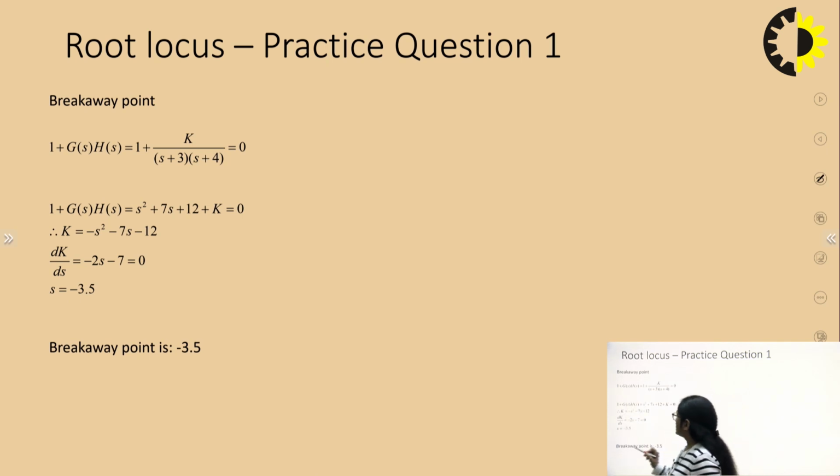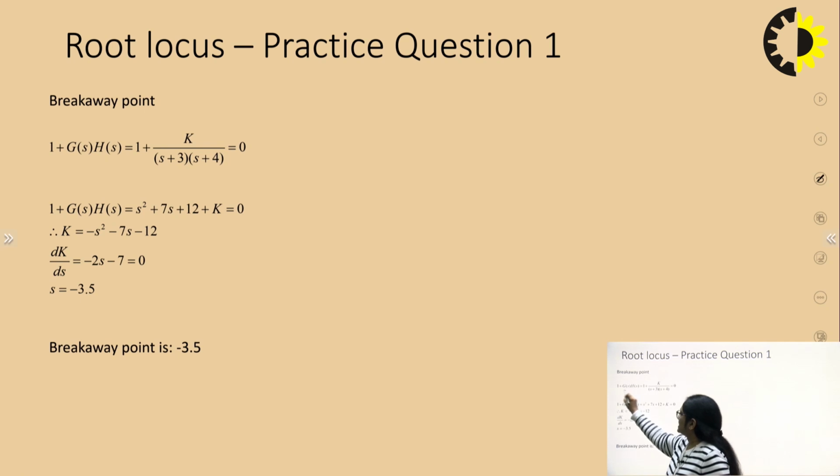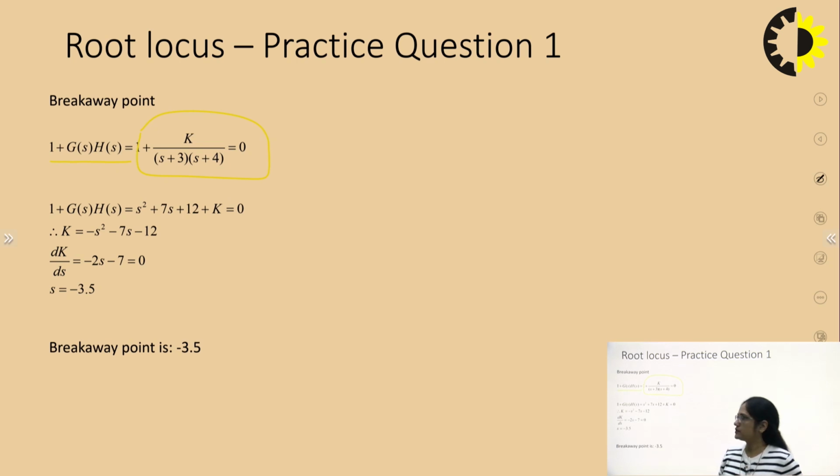So, GsHs is given to us. This is k divided by s plus 3 into s plus 4. So, this is the GsHs given. We have to first find out the 1 plus GsHs, that is this part, and then equate it to 0. That is, we are equating the characteristic equation to 0. Now, 1 plus GsHs comes out to be this. We will find an equation for k. So, k is minus s square minus 7s minus 12.